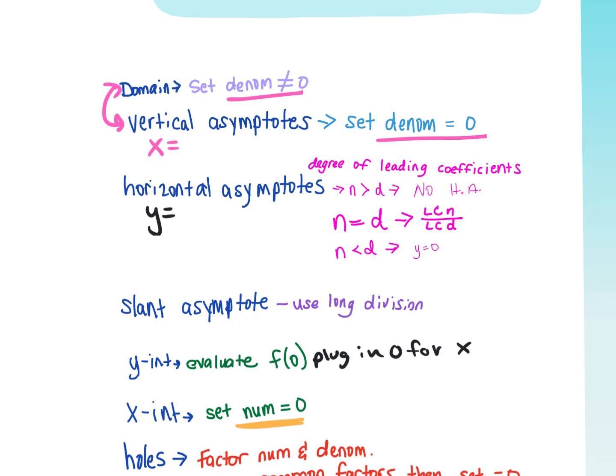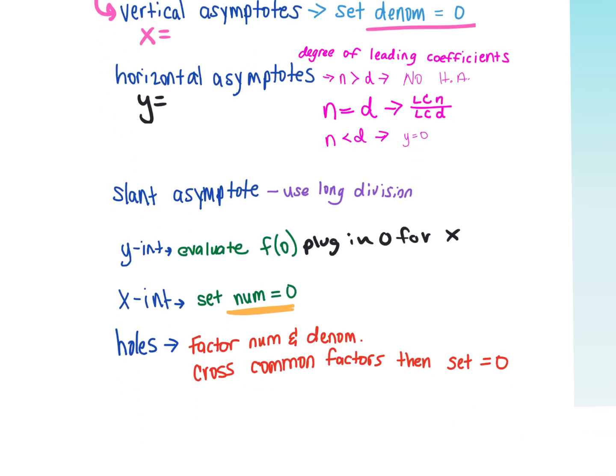Horizontal asymptotes, we look at the degree. And so if the degrees are the same, then we're looking at the leading coefficients. Slant asymptote, we're going to talk about in a couple slides. We use long division to find a slant asymptote. To find the y-intercept, you can plug in 0 for x. To find the x-intercept, you're plugging in 0 for y, but an easier way to find that would be to just set the numerator equal to 0. And then to find the holes, you factor the numerator and the denominator, and then cross out the common factors.